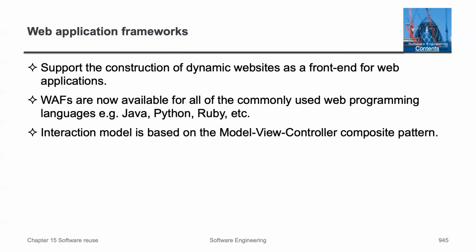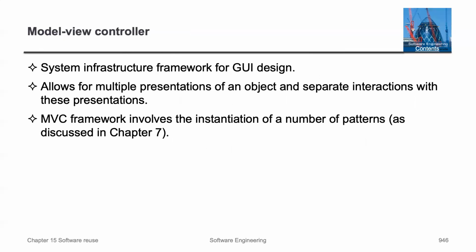Web application frameworks support the construction of dynamic websites as a front end for web applications. They are now available for all of the commonly used web programming languages, whether it be Java, Python, Ruby, etc. The interaction model is based on the model view controller composite pattern, and we talked about that a little bit earlier.